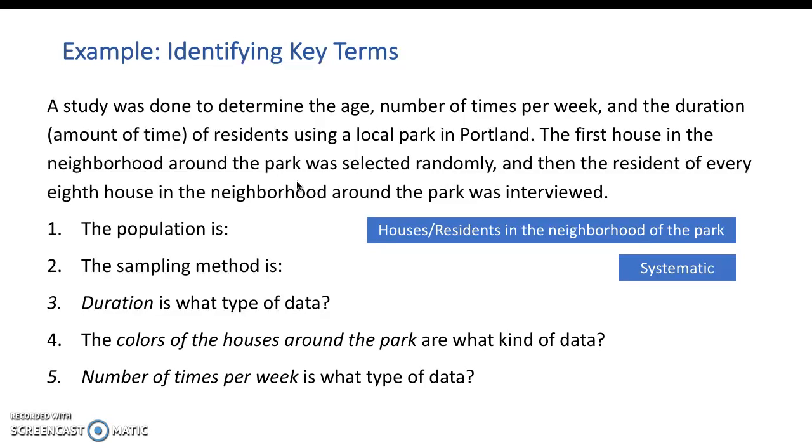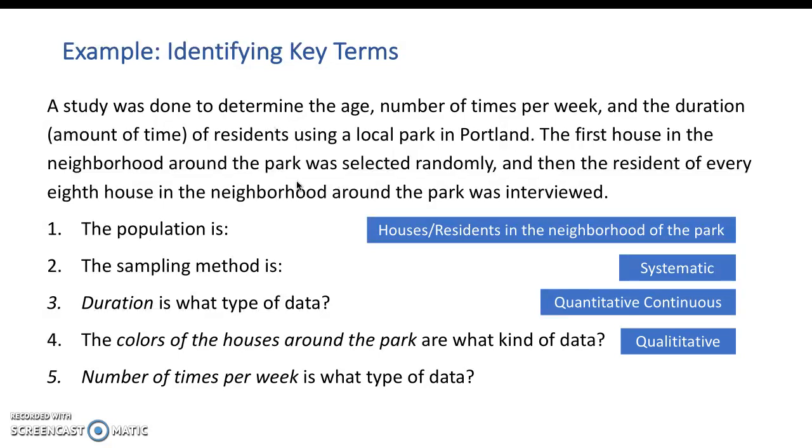All right, one of the variables is duration. What kind of data is that? Well, that's measuring time, so that's quantitative continuous. And what about the color of houses around the park? If we were to select that for a variable, well, that is qualitative. Number of times per week, okay, that's quantitative, and it's something we can count, so that's quantitative discrete.